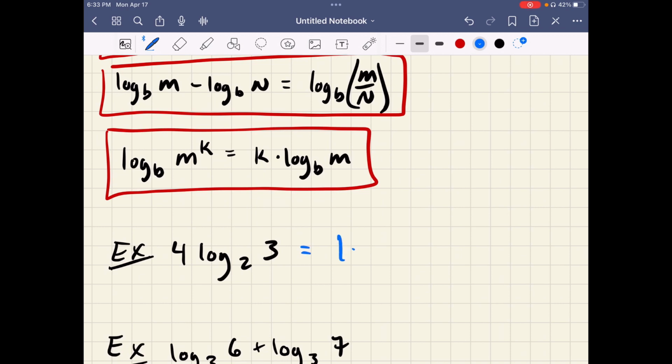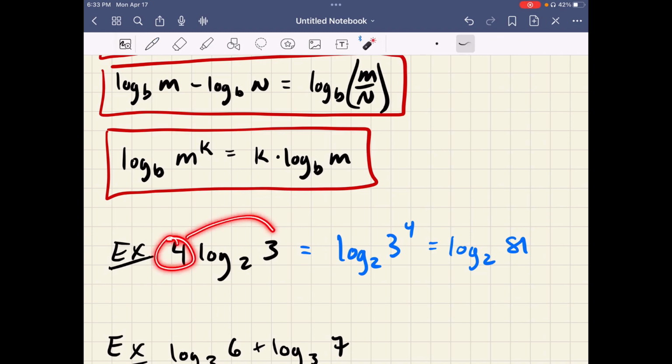So that's going to equal log base 2 of 3 to the 4th power. And I know 3 to the 4th power is 81. So I have log base 2 of 81. All right, so anytime you have a constant out in front, we're simply going to move it to be the power of whatever I'm taking the log of.